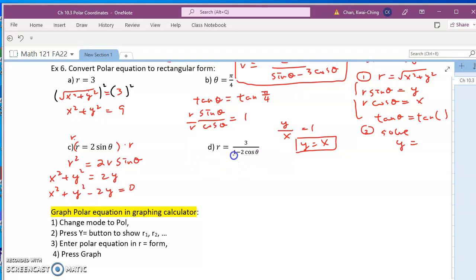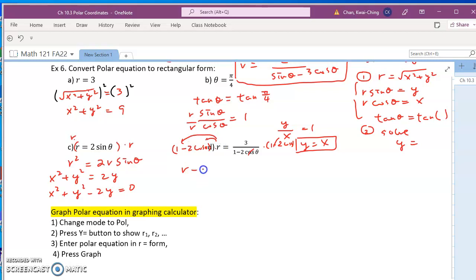Okay, how about this one? r equal to 3 over 1 plus 2 cosine theta. This one is a little more complicated. I see a cosine here, but there is no r. So the plan is to multiply both sides, left-hand side and right-hand side, by 1 plus 2 cosine theta, right? So that these two cancel. I would have r minus, and then distribute, right?